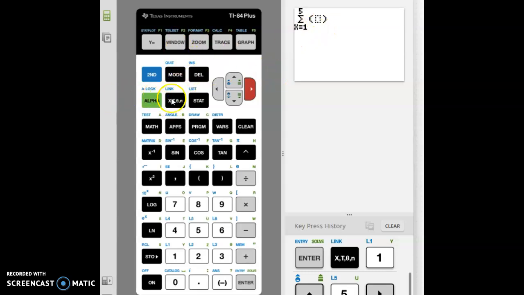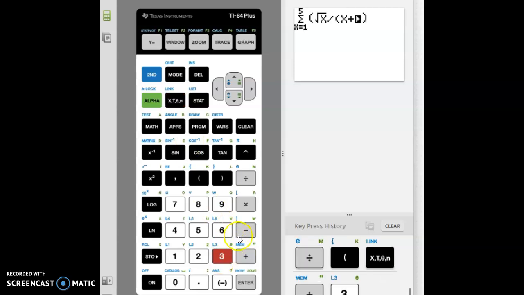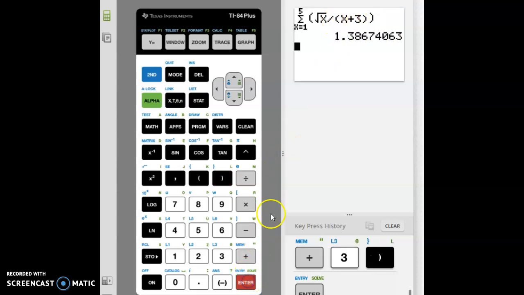A few ways you can enter this. I can enter it like this. Oh, sorry, it's the square root. The second square root of x. And then right arrow over so that it ends at square root, and then divide by x plus 3. So I could enter it in like this. This shows the square root of x divided by the addition of x plus 3. I have to put those parentheses around that.